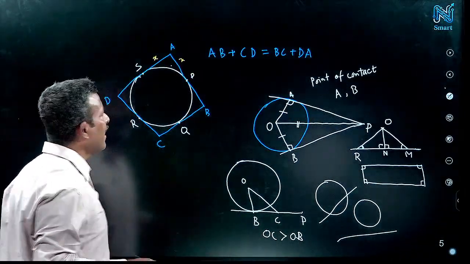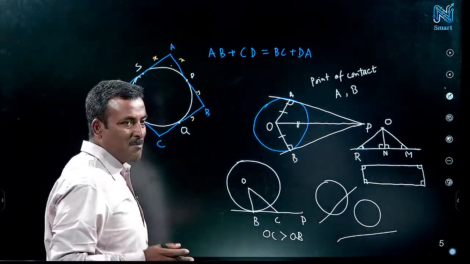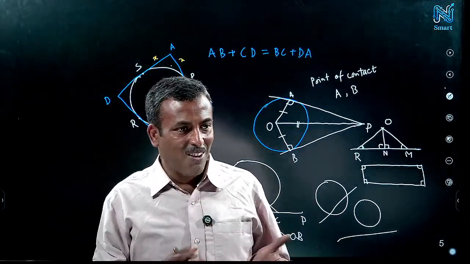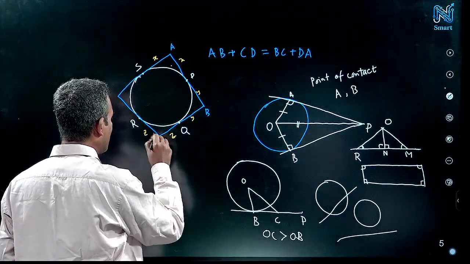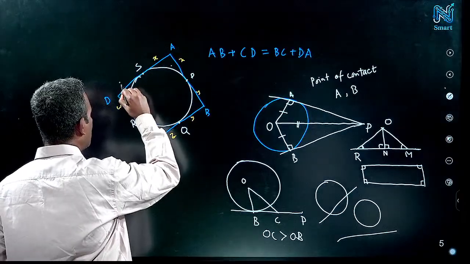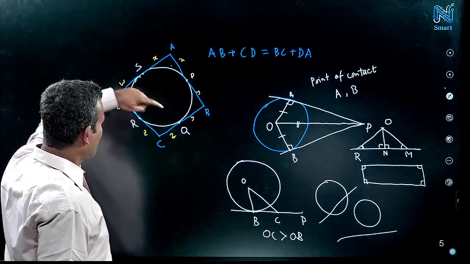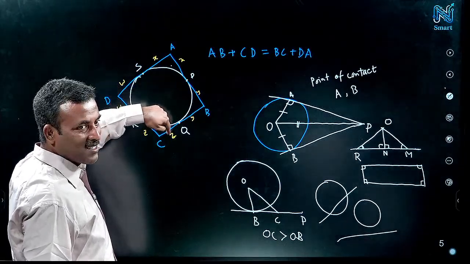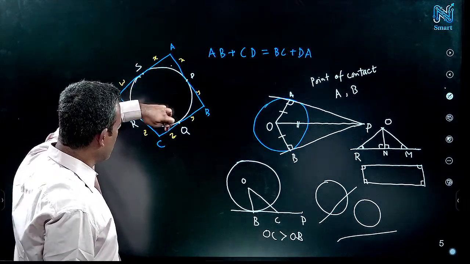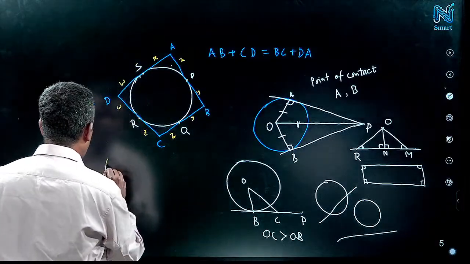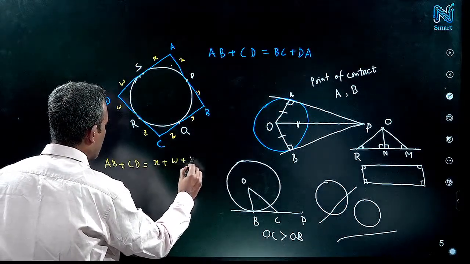Now here also, AS is X, so AP is X. Y, same type of proof. In that situation, the angles here are equal. Z: CQ, CR is Z. W: DR, DS is W, right? So clear. Now X plus W plus Y plus Z. So what is AB plus CD? AB plus CD is X plus W plus Y plus Z.